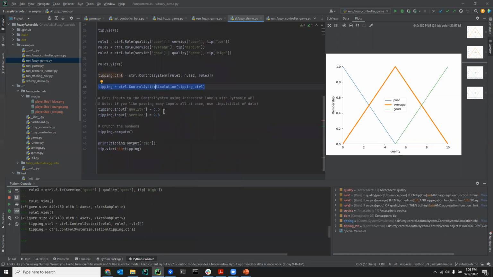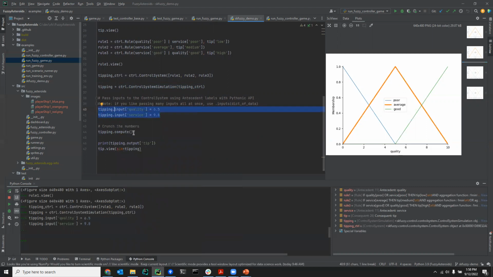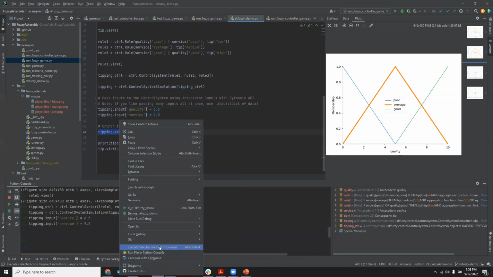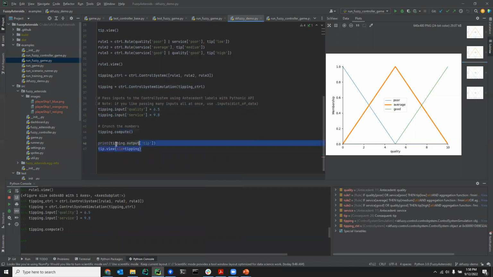And so what we can do is assign these values to our inputs. We're going to say quality of 6.5 and service was 9.8. We can evaluate and compute the output based on that. And not only can we get the output value, so this is going to show us the output from our FIS. So when quality is 6.5 and service is 9.8, we're saying that we should tip 19.84%. So pretty good, a pretty good tip because our service was very high.